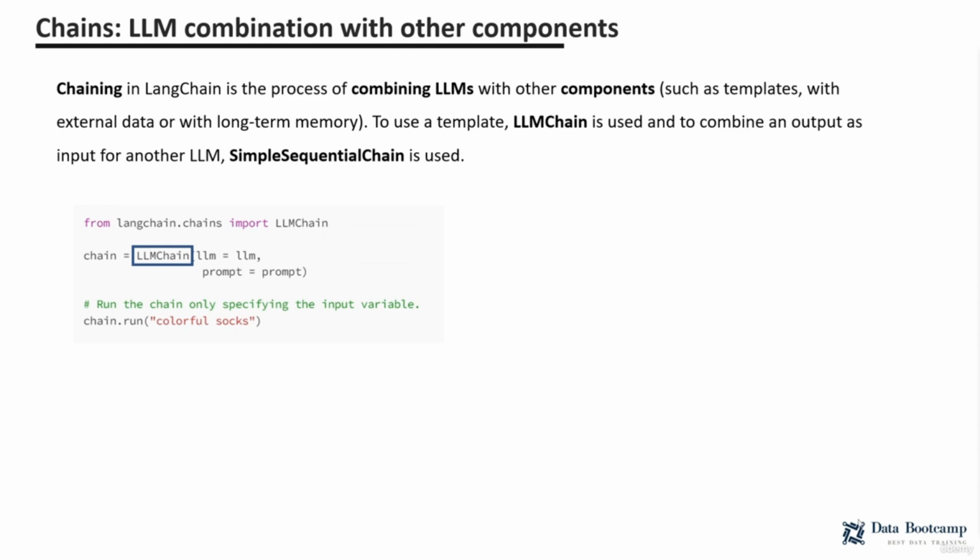To achieve this, we can use the LLMChain function in LangChain, which is the function we see here. In this case, it is a simple chaining where we are only specifying the input variables to relate a prompt to those input variables.